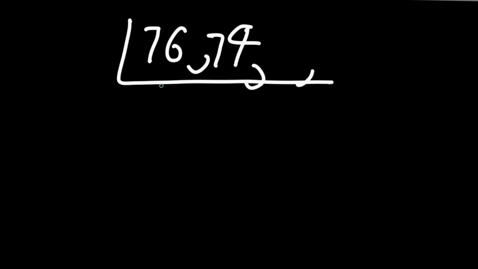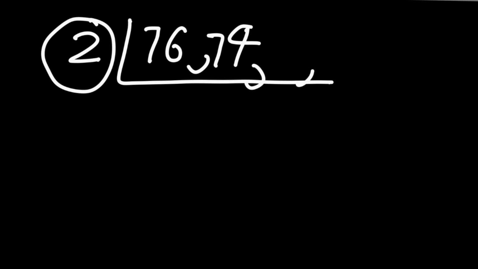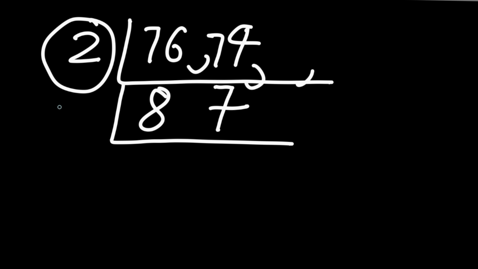So let's start. 16 and 14, can 2, the prime factor, divide both of them? Yes. 2 divided into 16 is 8, 2 divided into 14 is 7. Now here is a confusion many people get stuck in. We can divide 8 by 2, but we cannot divide 7 by 2.